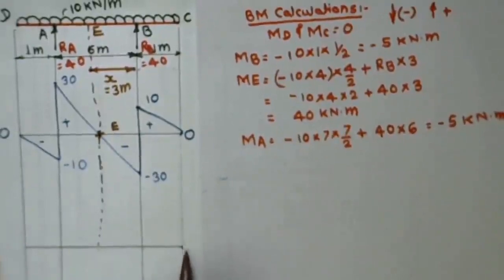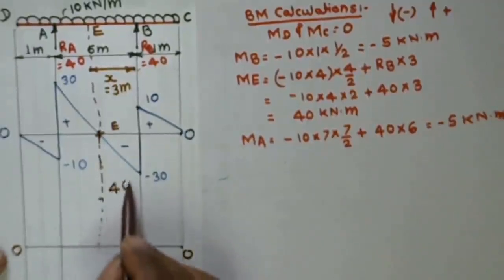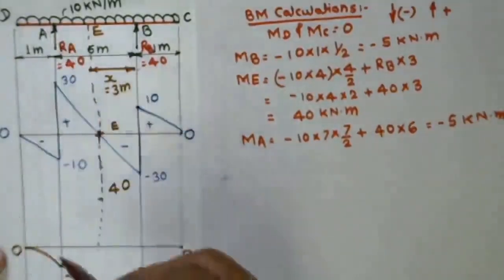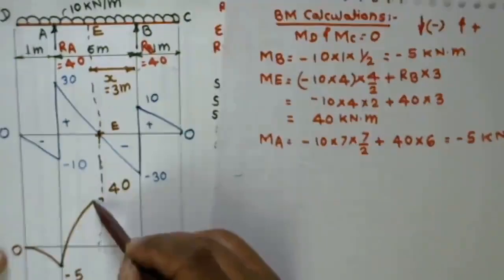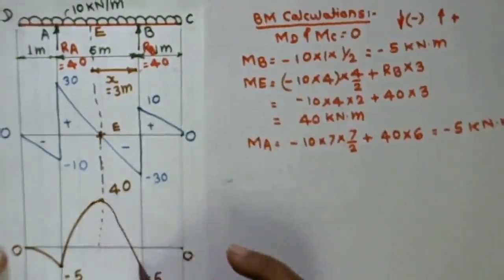At point C, bending moment is 0. At point D, bending moment is 0. At point B, it is minus 5. At E, it is 40. Again at point A, it is minus 5. UDL is there, A to D UDL, so there is a curvature. Between the points A and B, again there is UDL. So these points we have to join by a parabolic curve.